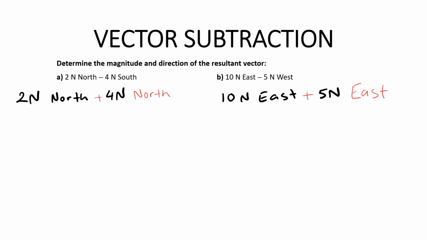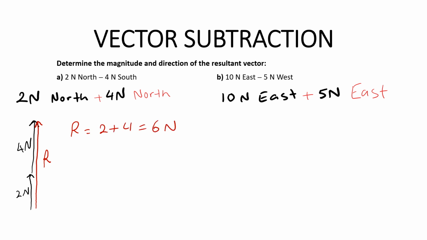So now we just want to add these two vectors. Let's draw the vector diagram. We have 2 newtons north, and then we have 4 newtons north. So connect these two vectors from head to tail, and the resultant is from the start to the end. So this is the resultant. The resultant equals 2 plus 4, which equals 6 newtons. In this case, the direction of the resultant is upwards or north. So therefore, we can say R equals 6 newtons north.